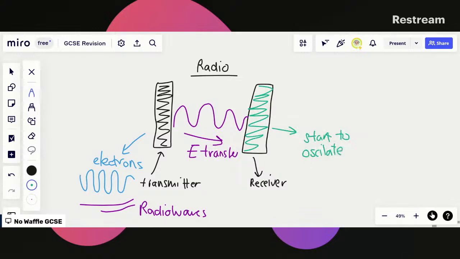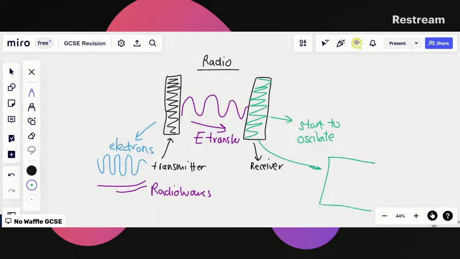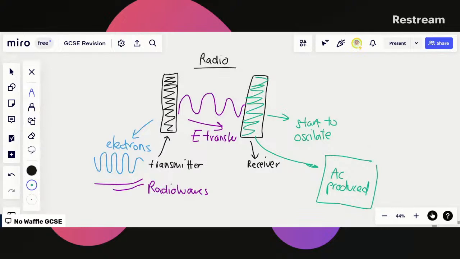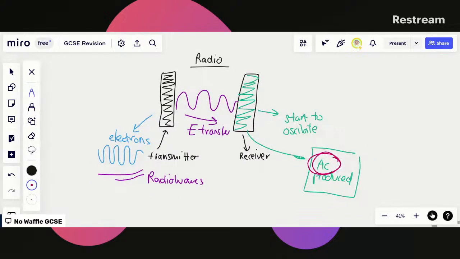If you were to connect up an alternating current, then the alternating current could be produced via this system. The whole purpose of this system, when the energy is transferred via waves, is so that you can create a complete electrical circuit, and this complete electrical circuit generates alternating current. Radio waves are important because they allow you to generate this alternating current that can be used for things like TV signals.